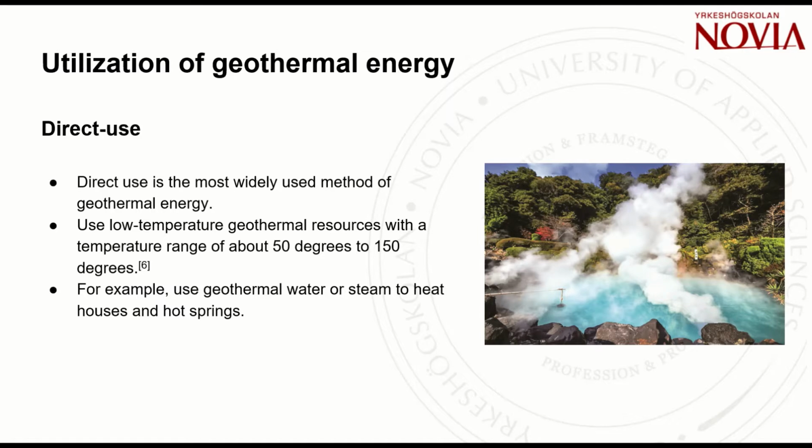This method is probably the most widely used method because it is the simplest to use directly and does not require any special equipment. This method uses low-temperature geothermal resources with a temperature range of about 50 to 150 degrees. Most of this type of use is to directly use lower temperature geothermal water or steam to heat buildings, which is relatively common. In addition, there are hot springs directly heated by the geothermal heat.